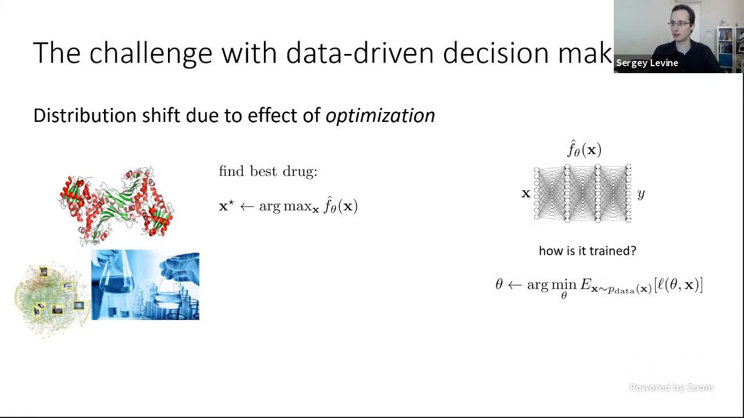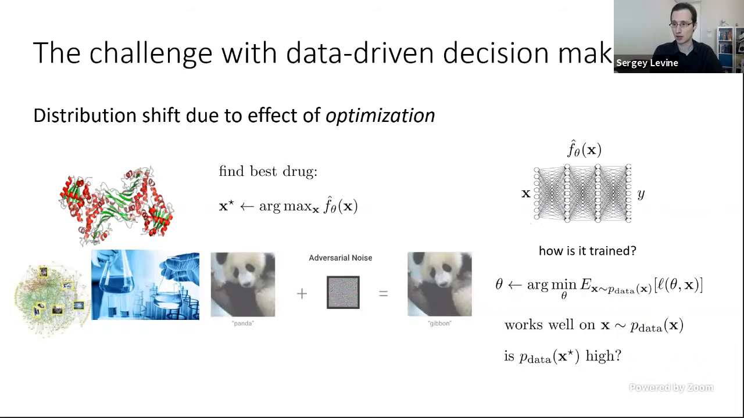Right? So we train this function with empirical risk minimization, the way we train anything. It'll work well on designs sampled from the training set, or from the training distribution rather. But then we could ask, well, is the probability under the training distribution of the optimized design, the argmax X star, going to be high? Probably not, because what can happen, and what does happen with large high capacity models, is adversarial examples. If you optimize an input to get a desired output, you're going to basically be fooling your network.